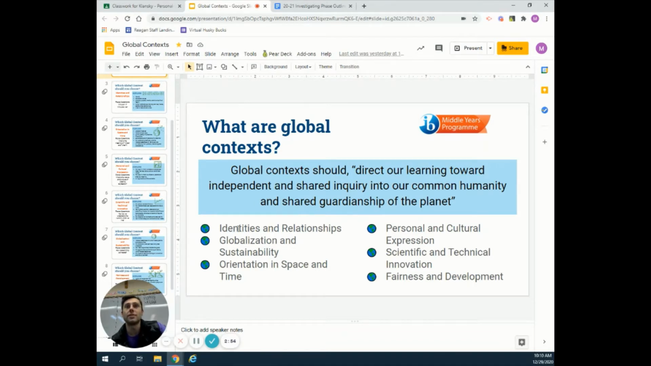The six are right here: identities and relationships, globalization and sustainability, orientation in time and space, personal and cultural expression, scientific and technological innovation, and fairness and development. Let's look through those real quick.